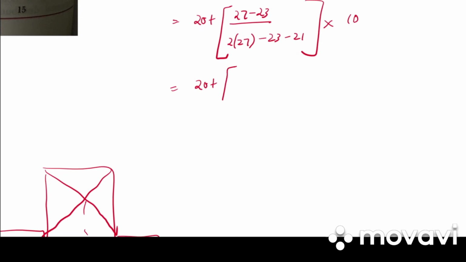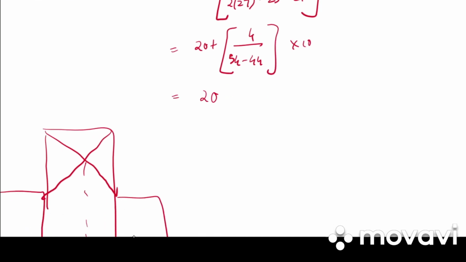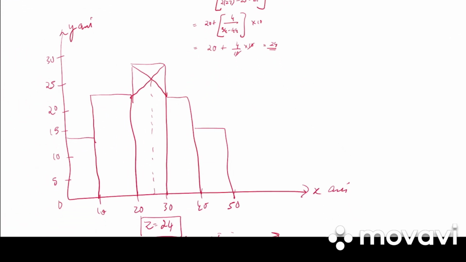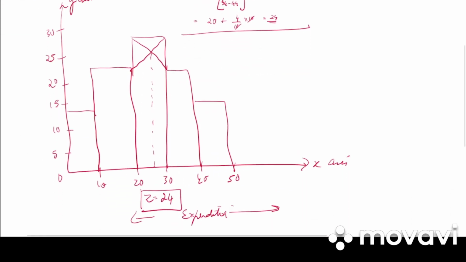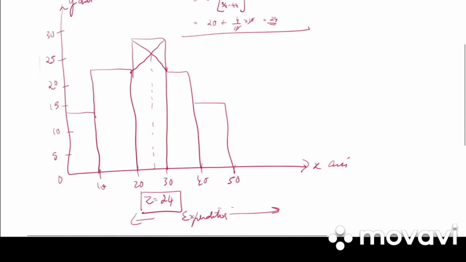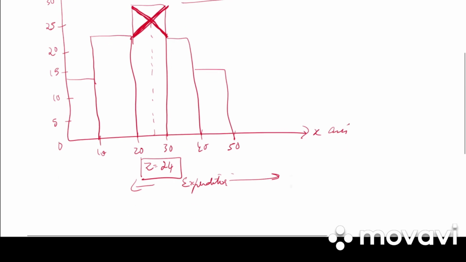So it is 20 plus 4 divided by (54 minus 44) into 10. So 20 plus 4 divided by 10 into 10. How much do we get? 24. So with the help of graph also we got the mode as 24, and while calculating also we got 24. So whenever they ask us to find mode with the help of graph, we need to draw the histogram. In the longest bar we need to connect the two extreme values and draw the midpoint and find out the mode. Clear?